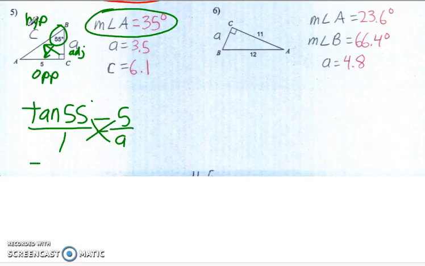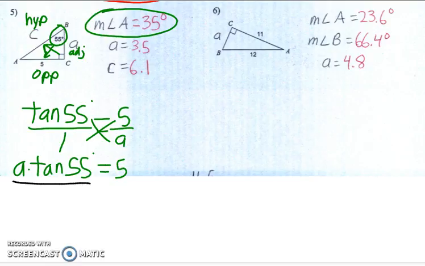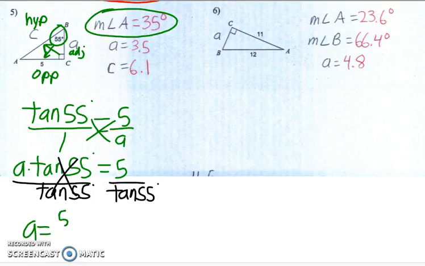So we'll have A times the tangent of 55 degrees equals 1 times 5 is 5. We have to get A all by itself, so divide both sides by tangent of 55 degrees. This crosses out, so our A is going to equal 5 divided by tangent of 55 degrees. Go ahead and use your calculator, and you'll end up with 3.5 as your answer.